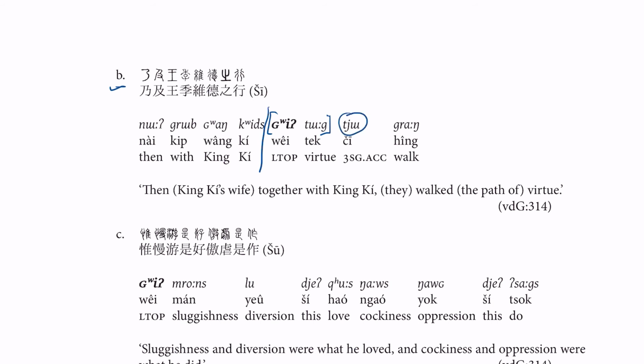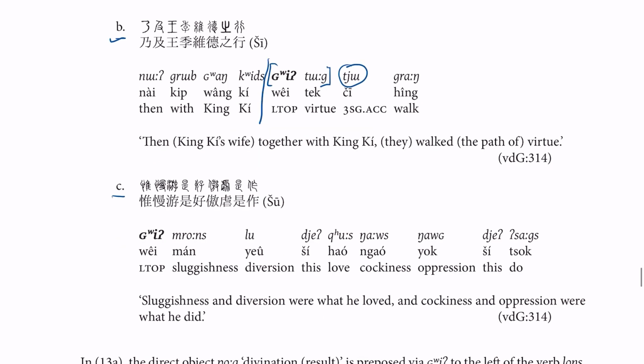This pattern is also quite common. So when a direct object is fronted some distance away from its original position in the verbal phrase, then it is often resumed by the pronoun tu or some equivalent thereof. So let's take a look at the C sentence. Gui mrongs lu die, kus ngaus ngau die sax.